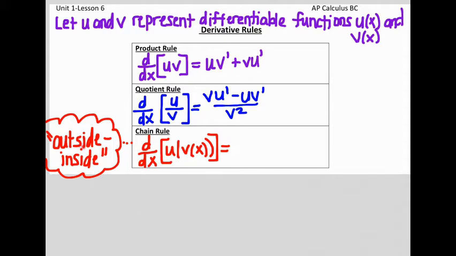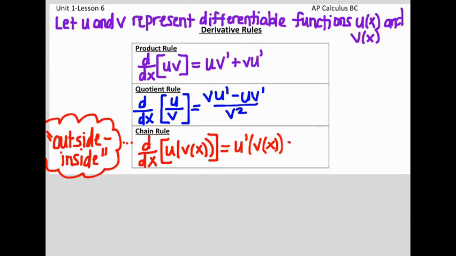This is our outside-inside rule. It's because this is for functions that are compositions of one another, meaning that v of x is inside u of x. So when we're taking the derivative, we can only do one at a time. So we start with the outside derivative. We do u prime, and we leave v of x composed inside there. So we leave v of x on the inside.